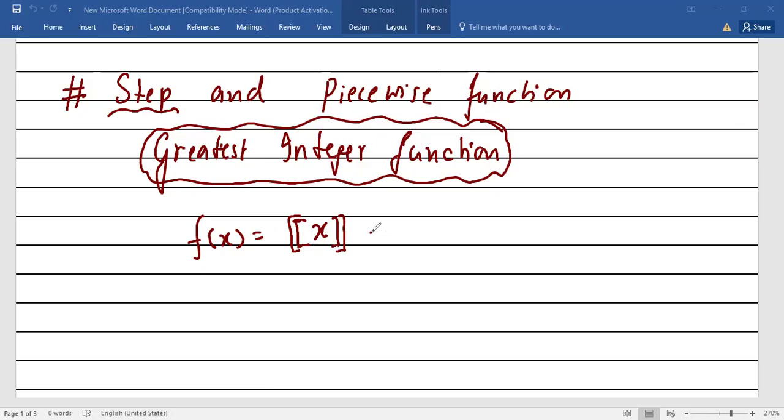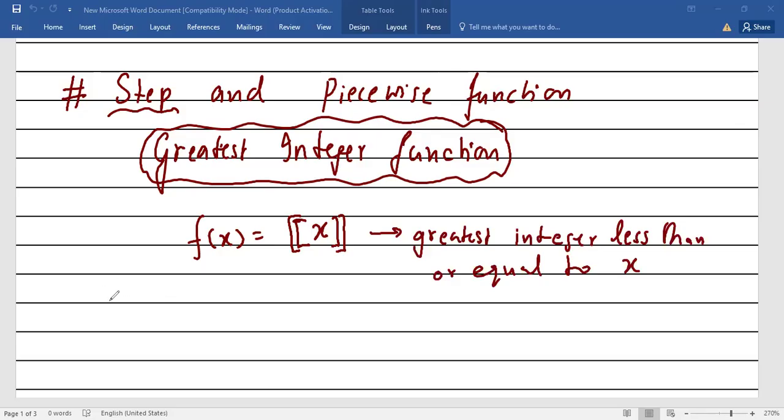It is defined as f(x) equals the greatest integer less than or equal to x. Let us see some examples for this. Then only we can write down the domain and everything.